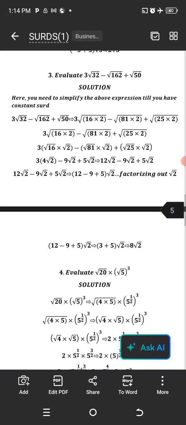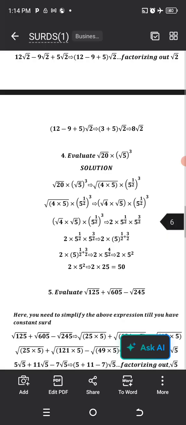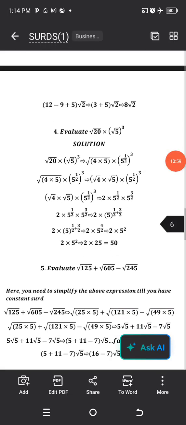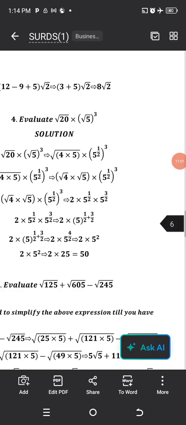You can see. So, question 4 says evaluate root 20 multiplied by root 5 all raised to power 3.